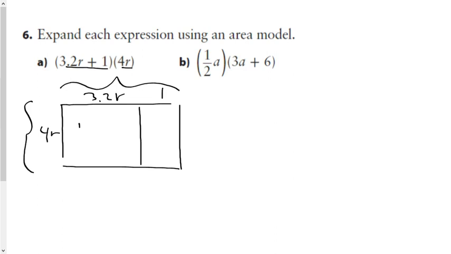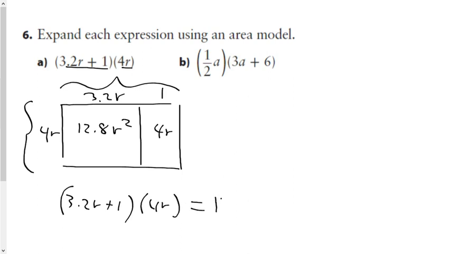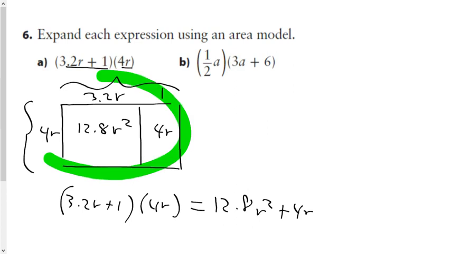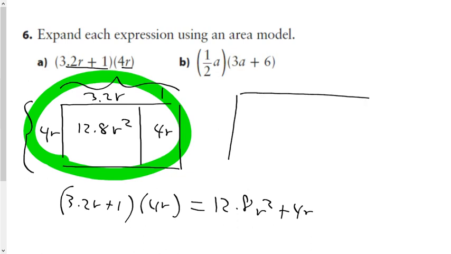So inside here, we'd have 12.8r squared and 4r, or the solution to 3.2r plus 1 multiplied by 4r will equal 12.8r squared plus 4r if you wanted the solution. But this is really what the question was asking you. Can you draw that to show the solution? Your next one will be the same type of thing.